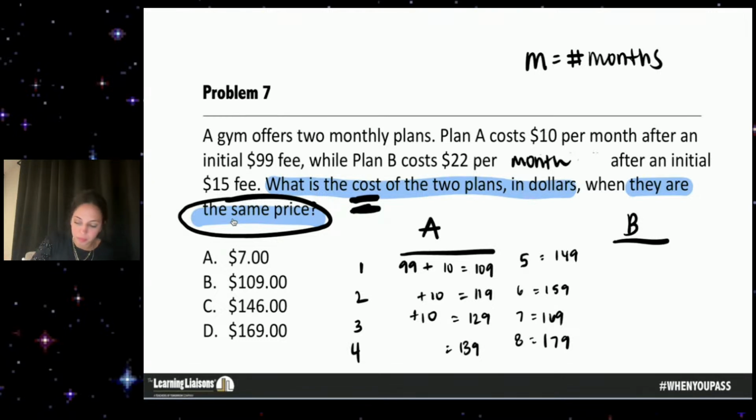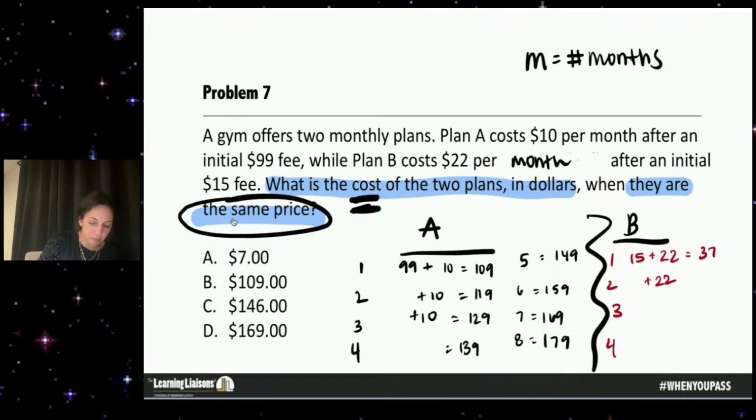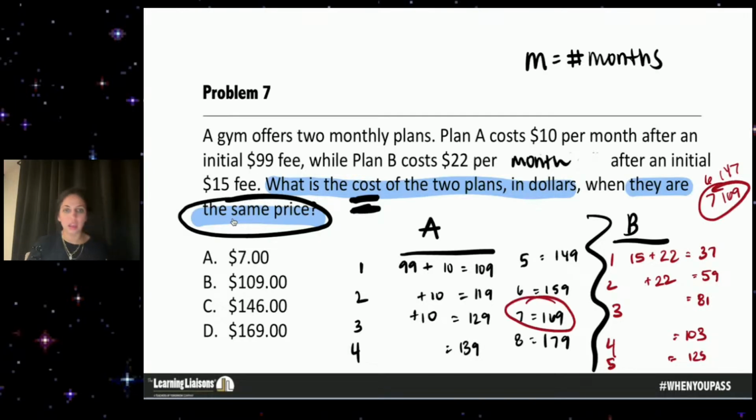Plan B. Month 1, 2, 3, 4. I have a $15 fee plus $22 for the first month. 37 plus 22 for the next month. 59 plus 22, 81 plus 22, 103, month 5, plus 22, 125, month 6 and 7, 147, 169. You see that they are the same.